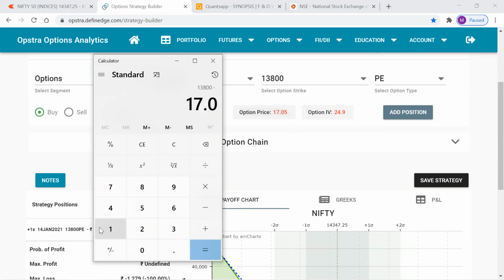All right, it's 17.05. Okay. So you will be in profits when the market falls below 13,800, and 13,782 is the break-even point.